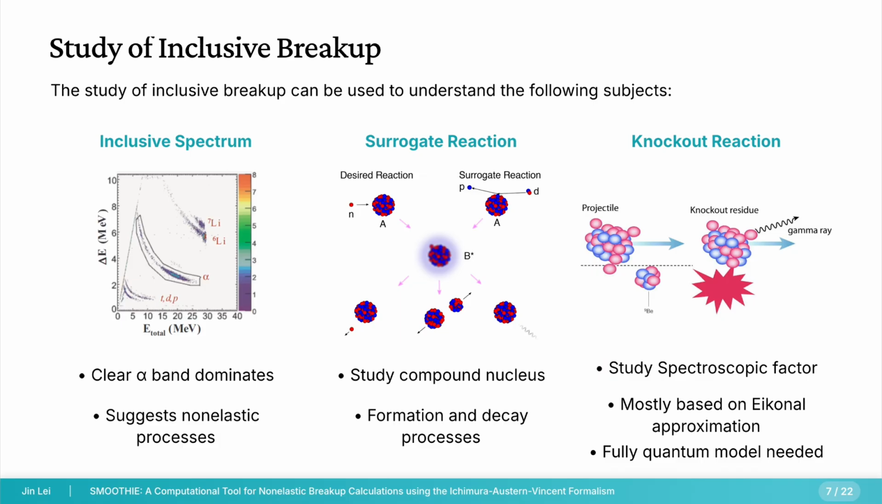Most analyses rely on the eikonal approximation, but first, one needs to examine this approximation using a fully quantum treatment. And indeed, a fully quantum treatment is needed for precision. Smoothie provides the observables for each case, so this slide serves as your bridge from measured spectra to physics conclusions.